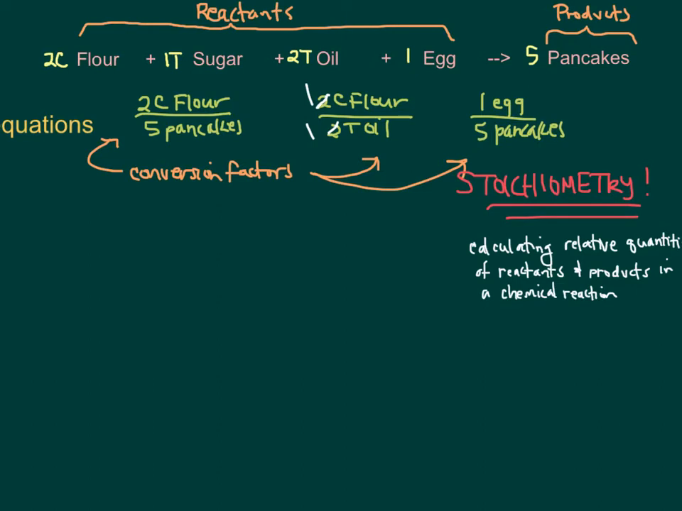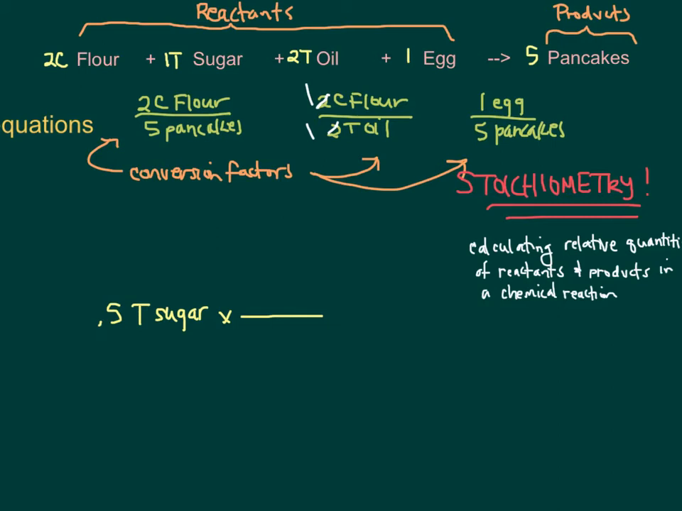All right, so let's use our balanced chemical equation, or our recipe up here, to determine how much oil we would need if I only had half of a tablespoon of sugar. So let's say I went to my cupboard and noticed that I only had half a tablespoon of sugar. And I still wanted to make pancakes for myself because I really want pancakes. So I need to figure out how much of everything I'm going to need. We'll start with the oil.